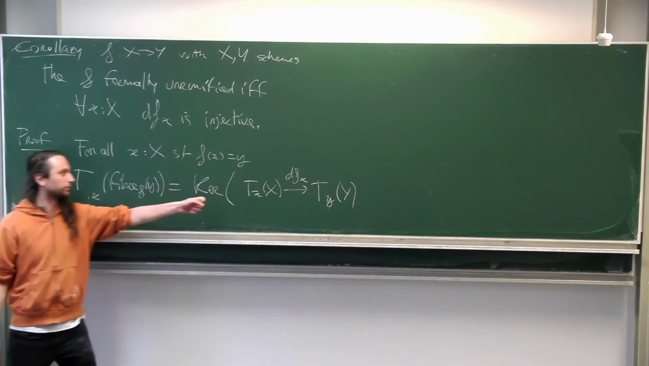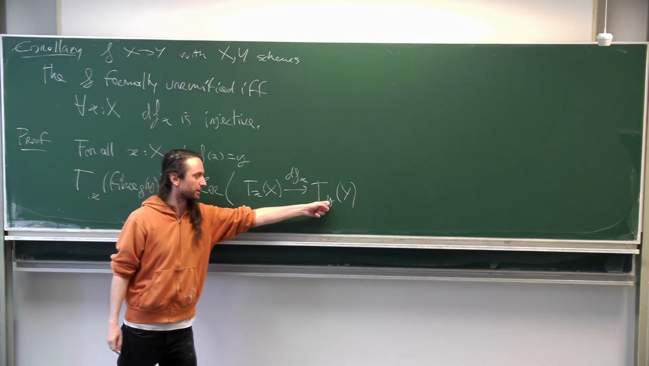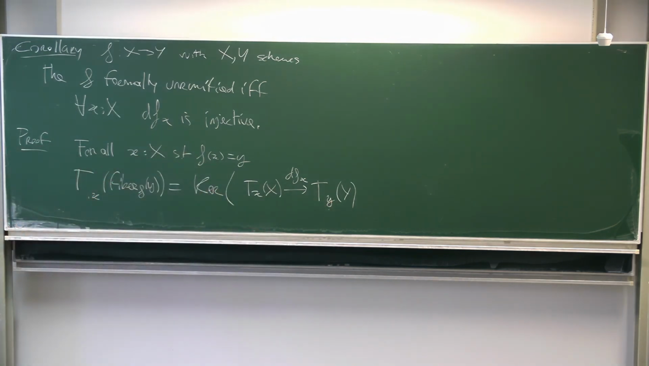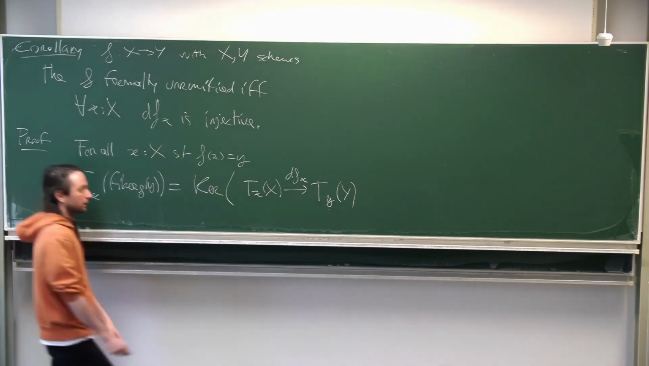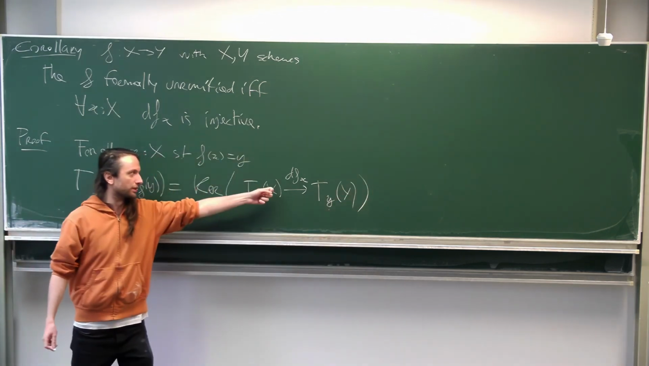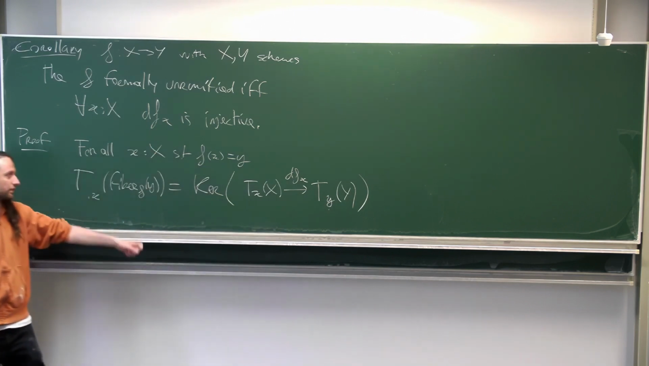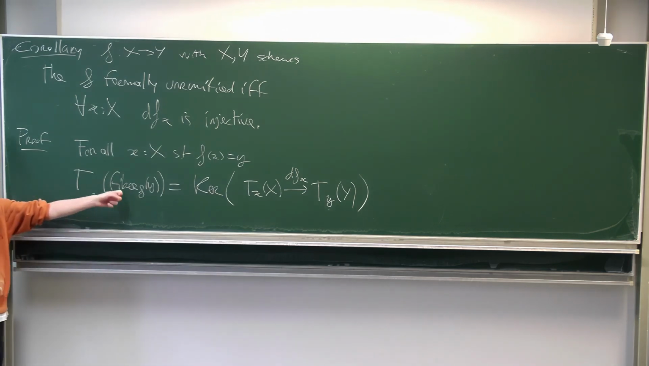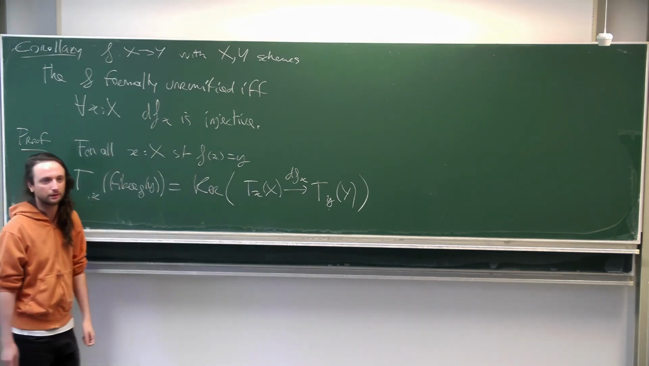This map goes to the tangent space at f of x, and I use this assumption to go to y. And so from this, you know that those maps are injective if and only if all the fiber tangent spaces are zero, and they are zero if and only if the fibers are unramified.